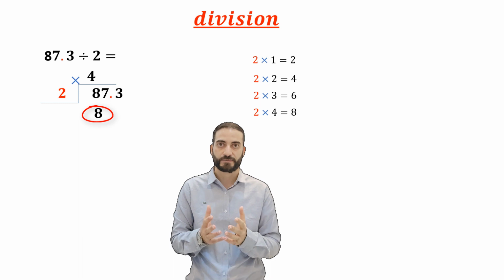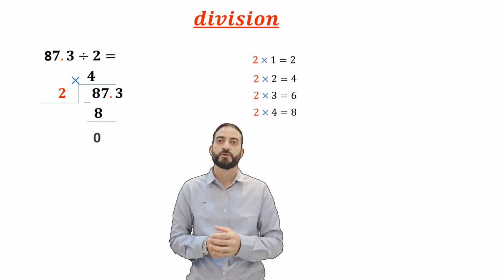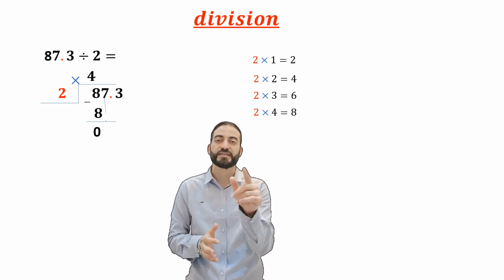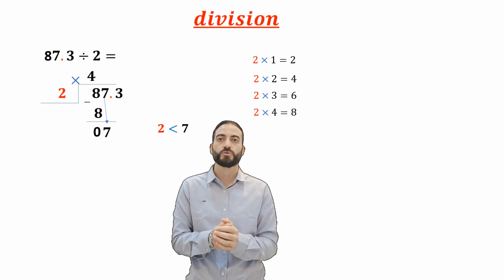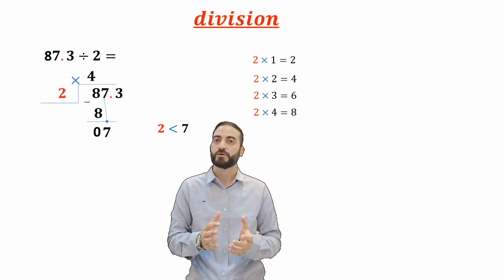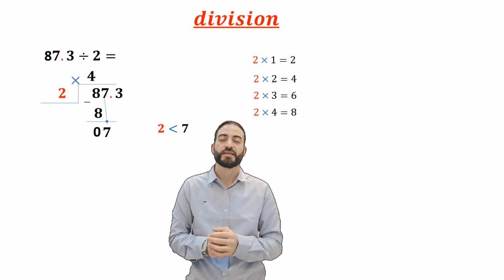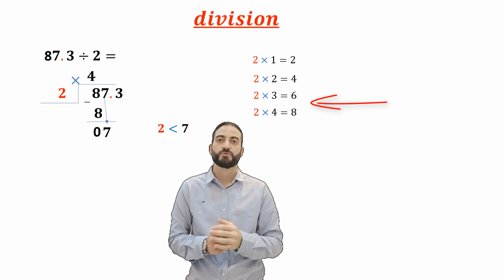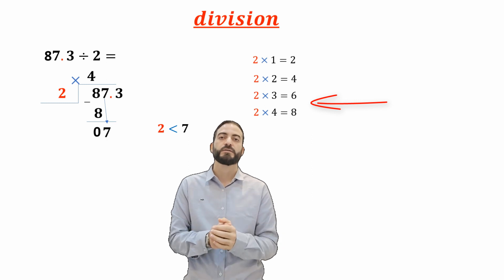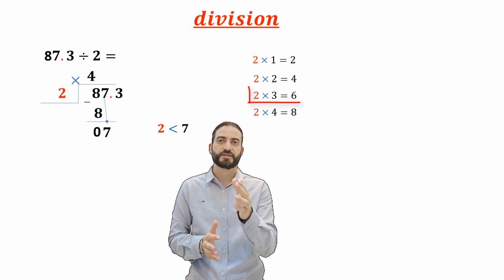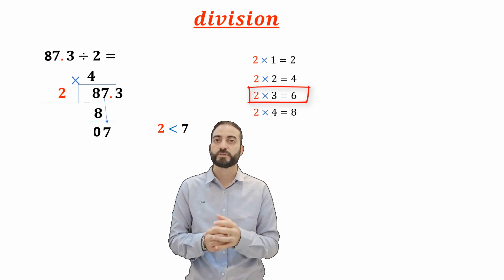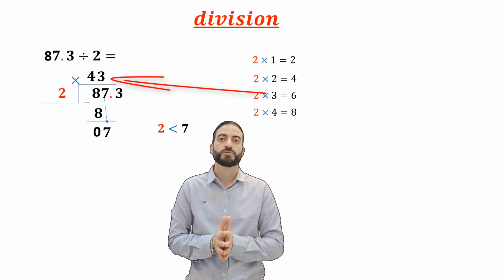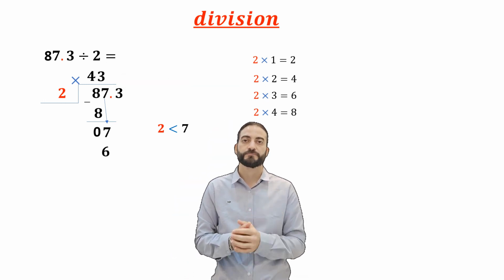Now in this step we do a subtraction. 8 minus 8 equals 0. Because 0 is smaller than the divisor, we put 7 here. The 7 is greater than the 2, so we can complete the process. Now we look for the 7 and we find the 7 is here between 6 and 8. We always take the smaller one, so we take 2 times 3 equals 6 and put the number multiplied by 2, which is 3, and put it here. Immediately we multiply it by 2 and put the answer here.